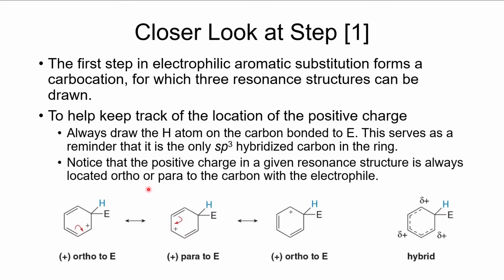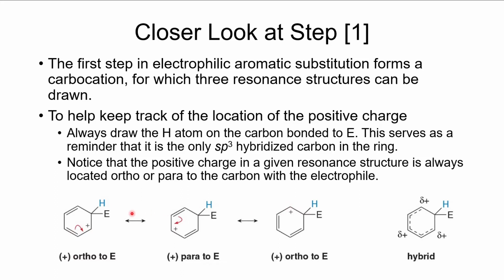All right, there's something that's kind of interesting when we do this. You'll notice that the positive charge ends up being on every other carbon when we look at the different resonance structures. It's either in the ortho, the para, or the other ortho position, or if we want to think of it in terms of numbers, the 2, 4, and 6 positions on the ring.